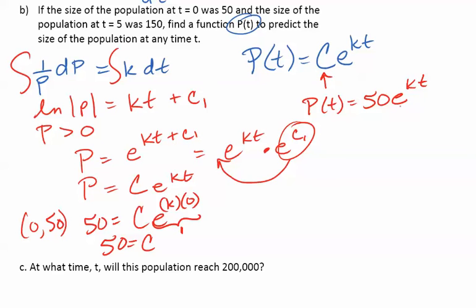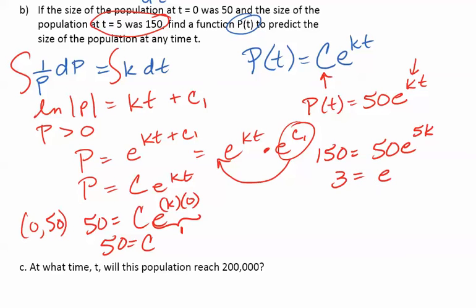Differentiate or integrate rather to come up with that. All right, remember then k was called the relative growth rate. So we have to find the relative growth rate by using the next data point. So we know the population is 150 when t is equal to 5. So then we can find out what k is.